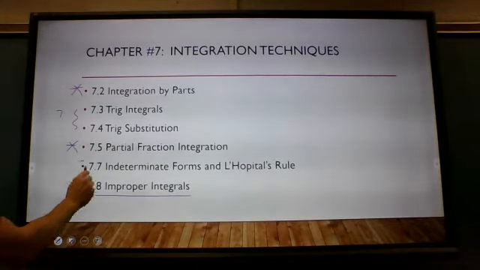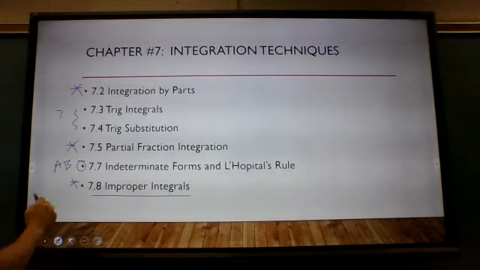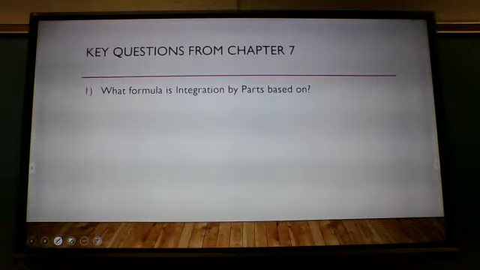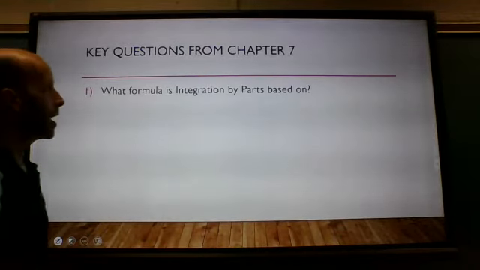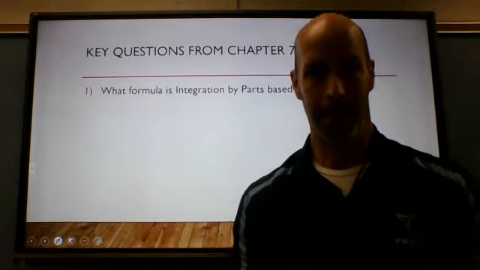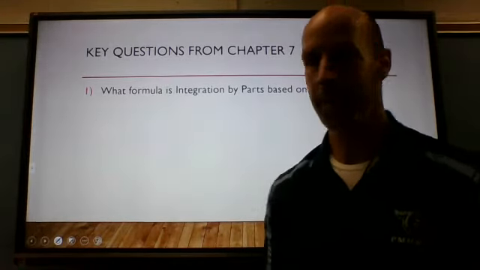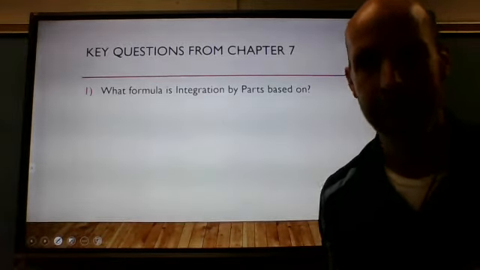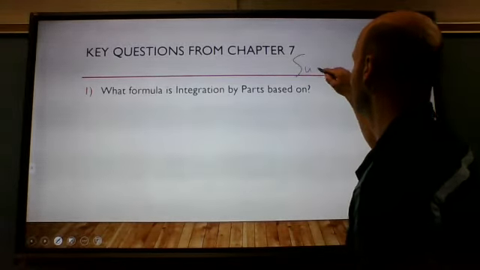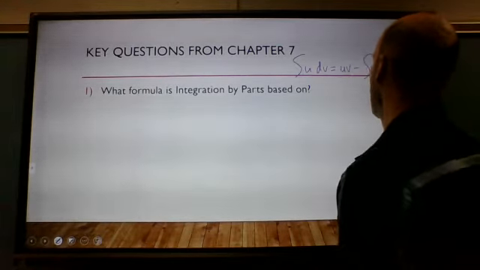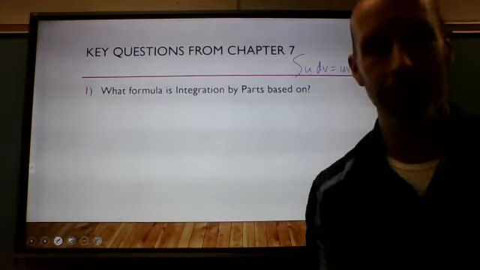By the way, this here is from Calc AB, so that was kind of review, I guess. I tried to break it down a little bit more. All right, key question. What is the formula for integration by parts based on? By the way, does anybody know what the formula is for integration by parts? Yeah, it's the integral of u dv equals uv minus the integral of v du. Okay, does anybody know where it came from?